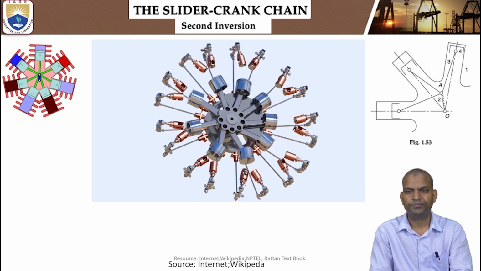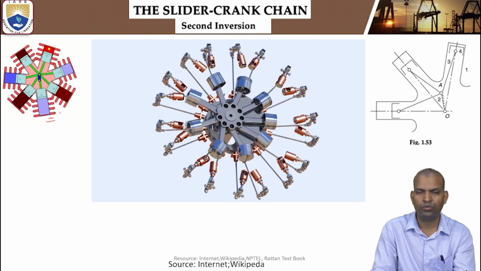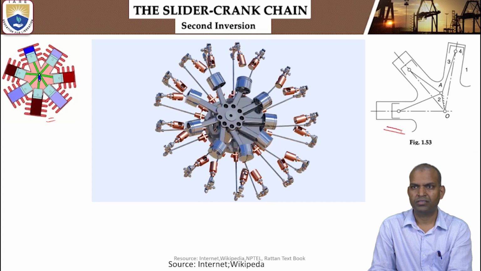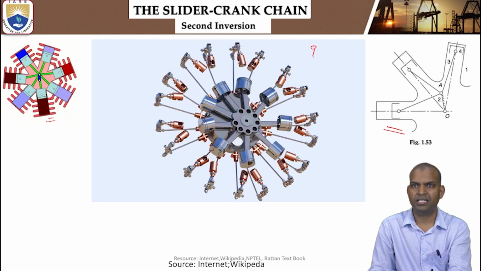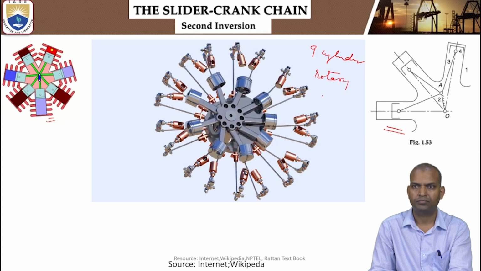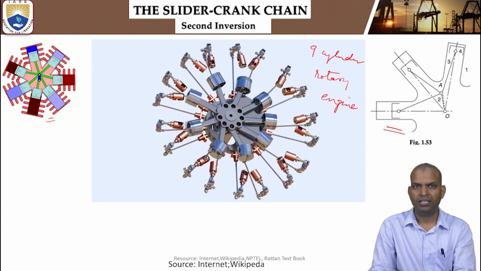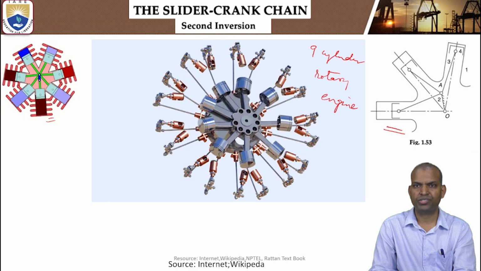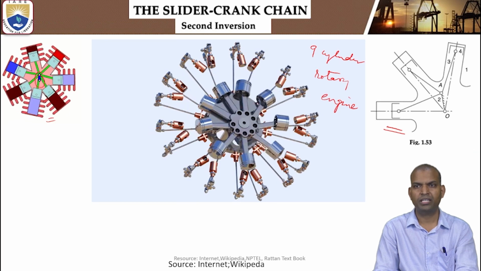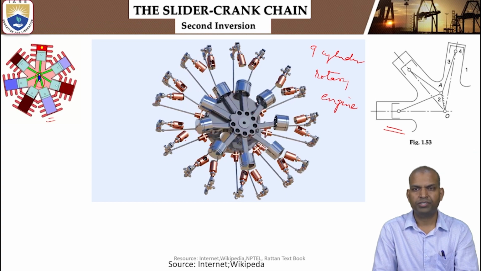Let us see here in this slider. In order to make it understood, this is 7 cylinders. You can see how all the cylinders are rotated. And here, this is 3 cylinders and this is 9 cylinders. 9-cylinder rotary engine. In the case of the 9-cylinder rotary engine, you can see how the crank remains fixed. The crank is fixed here and the cylinders are moving. Okay. Thus we can understand the application of the second inversion, that is the rotary engine.